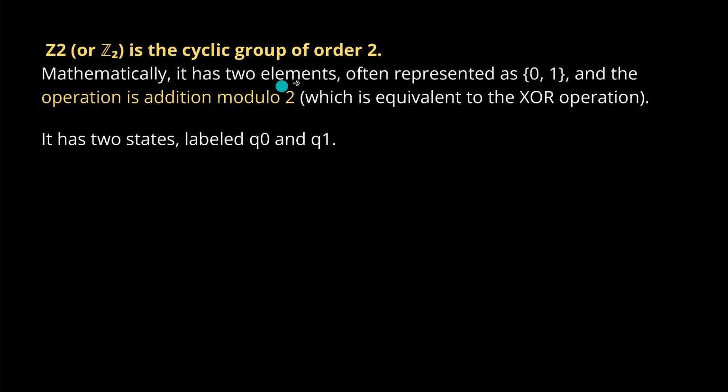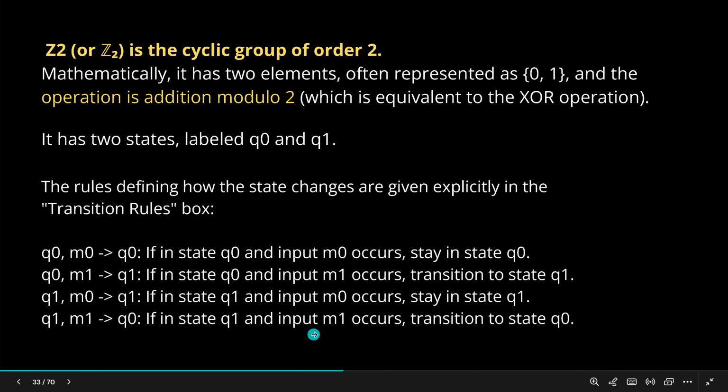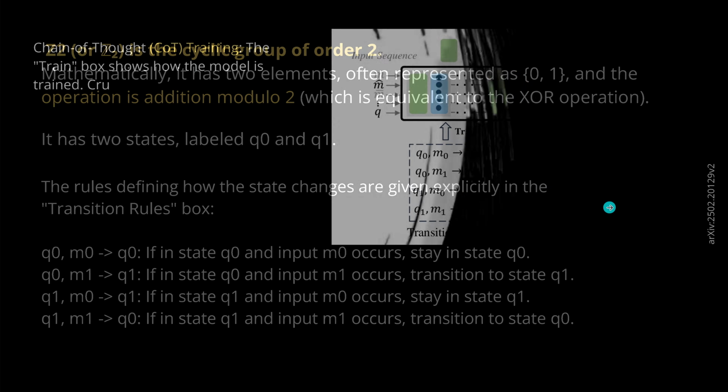They start here with the cyclic group of order 2. Mathematically, 2 elements, often represented as 0 and 1, and the operation is addition modulo 2, equivalent to the XOR operation. So this system has 2 states, Q1 and Q0. And now we can define transition rules. They look like this, 1, 2, 3, 4. So if the system is in the state Q0 and the input M0 occurs, stay in the state Q0, and then you just have some rule-based instructions. Those are the transition rules to move to different states.